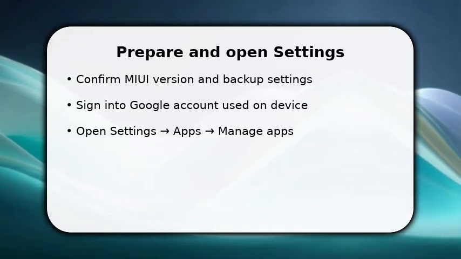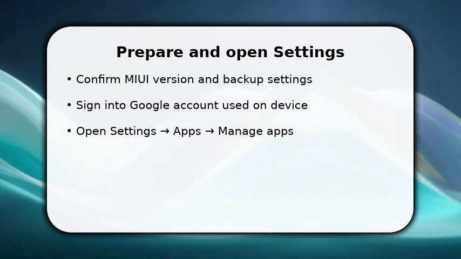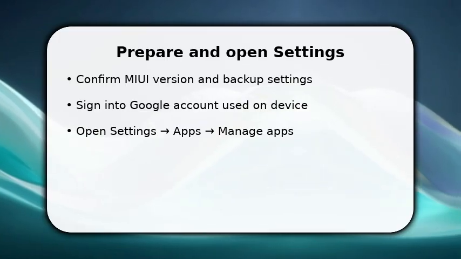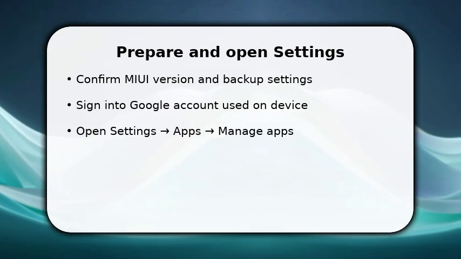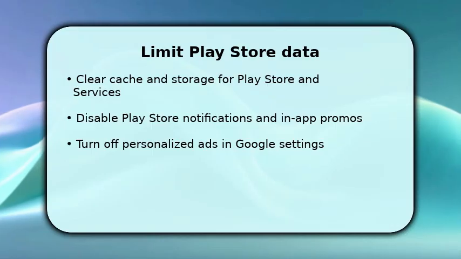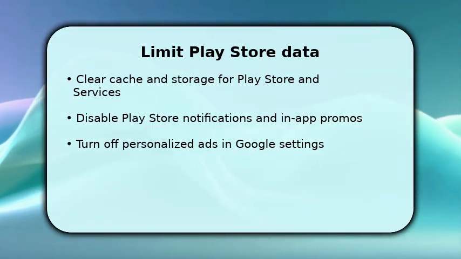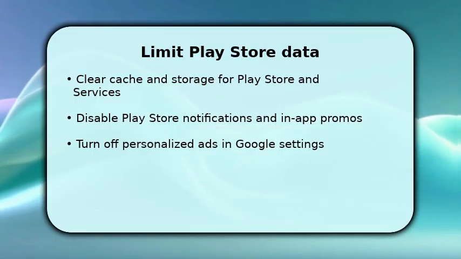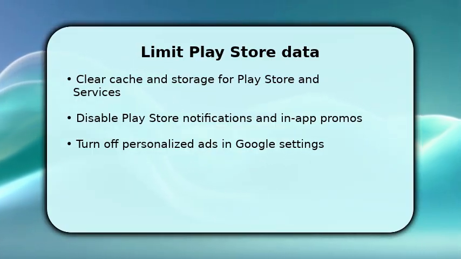Make sure you're on Wi-Fi and that battery optimization won't interrupt the process. You're now ready to clear caches, disable notifications, and access advanced settings for ad control without delay. You clear cache and storage for Play Store and Google Play Services to remove cached ad preferences. This reduces repeat promos. Then disable Play Store notifications and any in-app promotional settings inside the store.